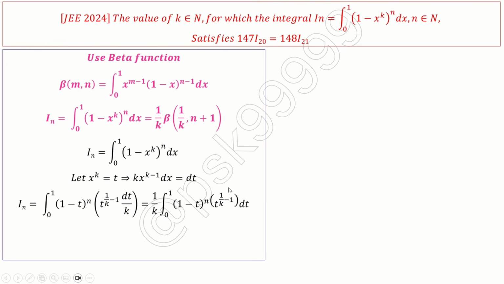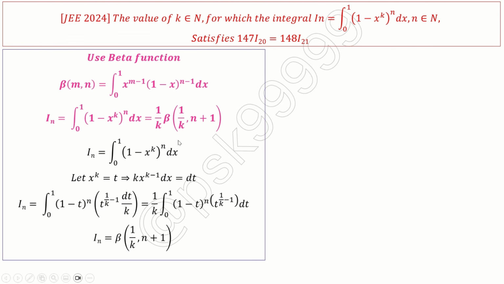Now you look at this. This is a beta function, where your m minus 1 is the same as 1 by k minus 1 and your n minus 1 is equal to n. So this is nothing but beta of 1 by k comma n plus 1. Now this is the beta function of this one. This is what we derived.